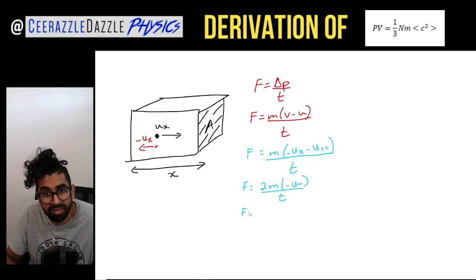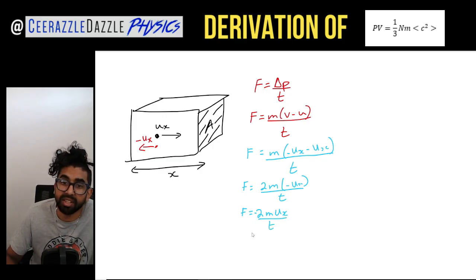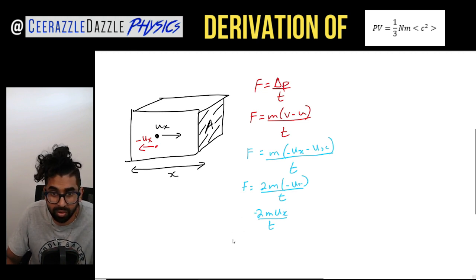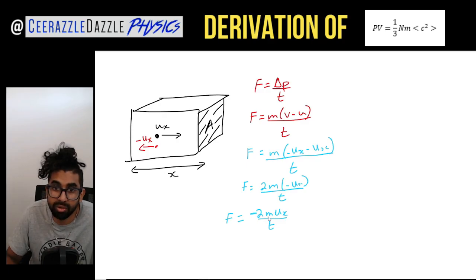So therefore F is equal to 2m, well, I'll put the minus in front, ux divided by the time taken. I'll just make that a bit nicer for us to see. F is equal to minus 2mux divided by the time taken.